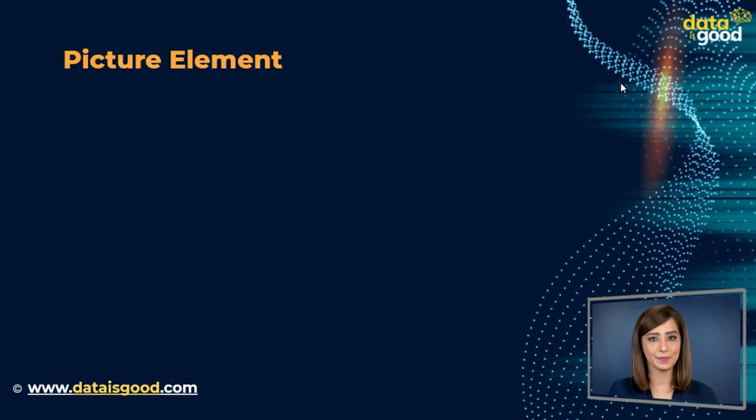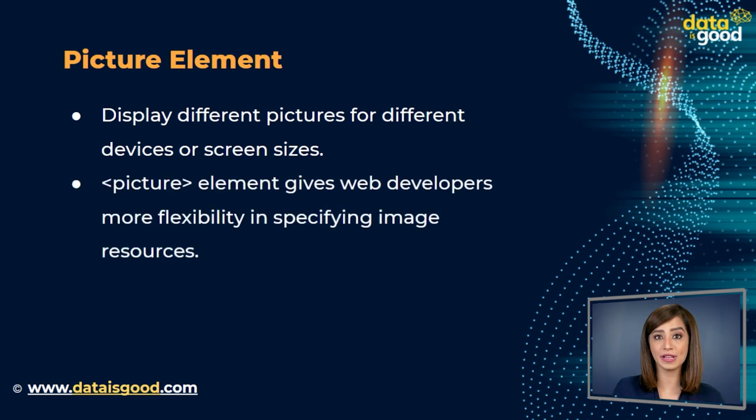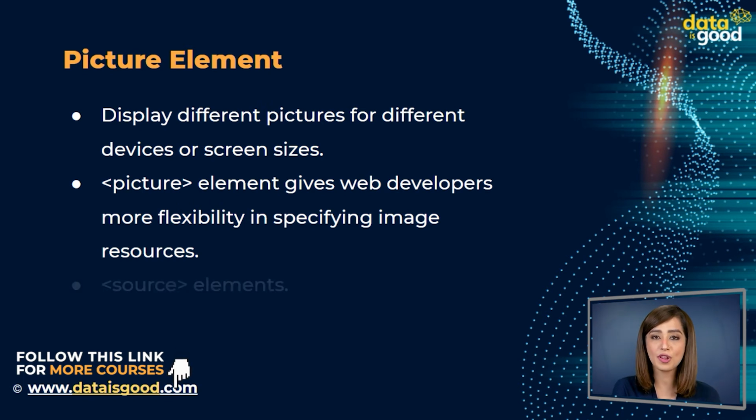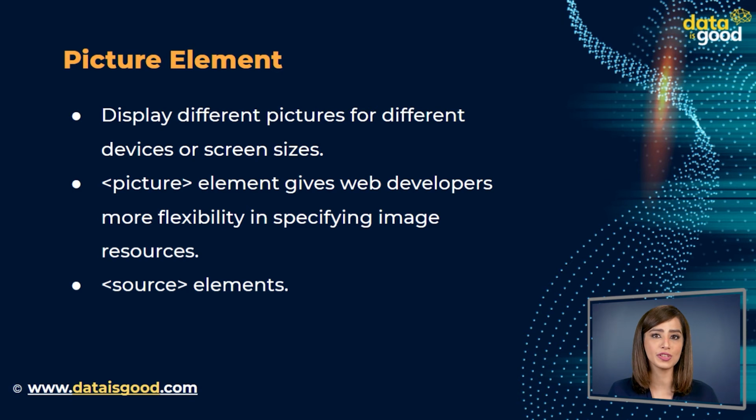Picture element. The HTML picture element allows you to display different pictures for different devices or screen sizes. The HTML picture element gives web developers more flexibility in specifying image resources. The picture element contains one or more source elements, each referring to different images through the srcset attribute. This way, the browser can choose the image that best fits the current view or device.